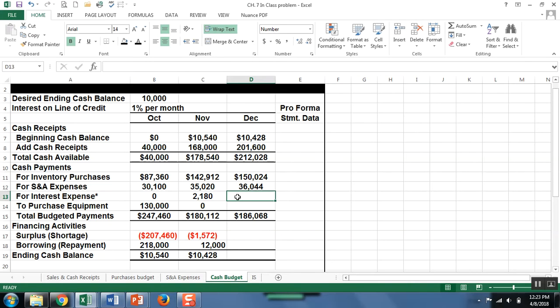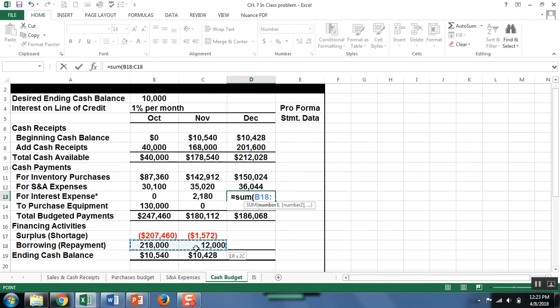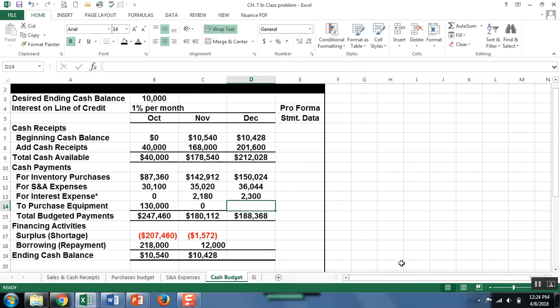All right. Now we need to calculate our interest that we owe in December. So we're going to add up our total outstanding borrowings. We're going to multiply by 1%, which is our interest rate. Gives us $2,300 in interest expense. Okay. Now we calculate our shortage or surplus. So 212 minus 188. Yay, we finally have a surplus of $23,660. You can see that this is more than the $10,000 that we want to have on hand.